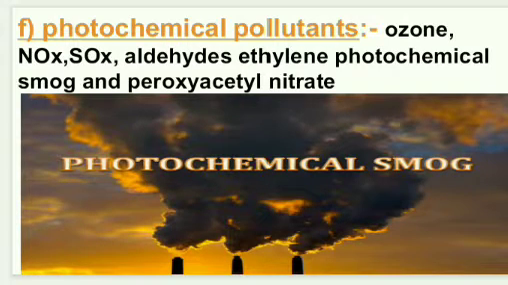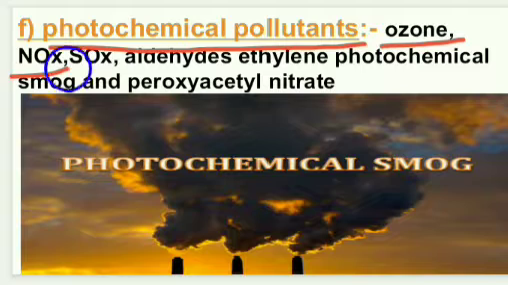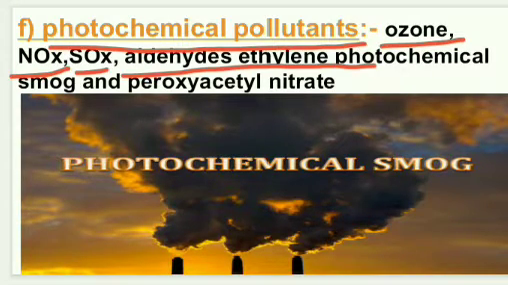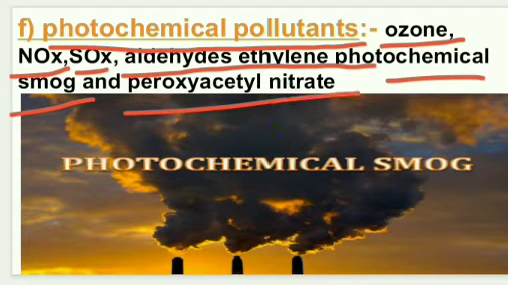Next is photochemical pollutants. In photochemical pollutants, ozone, oxides of sulfur, oxides of nitrogen, aldehydes, ethylene, photochemical smog, and peroxyacetyl nitrate, that is PAN, are there. So these are the photochemical pollutants.